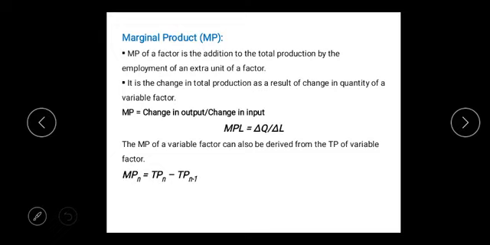Del here stands for change. It means that the change in output, or del Q, is due to change in quantity of labor employed, that is del L.